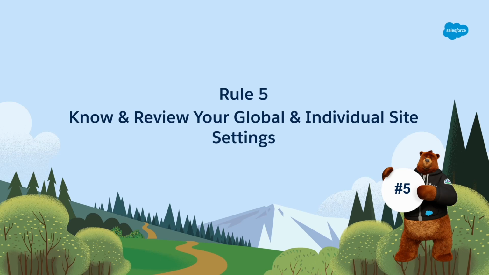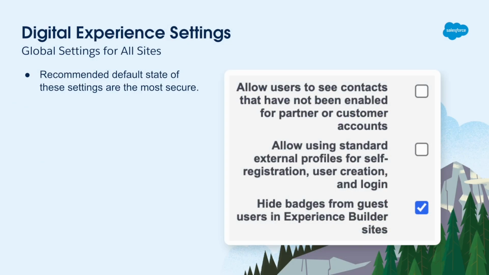The first thing to note here is that these are managed at the global level that apply to all the sites in your org, and at an individual site level as well. So let's start with the global settings first. There are 2 types here. The first one is digital experience settings, and these apply to all of your sites. The recommendation here is to stick to the default state as far as possible because it's the most secure. And there are quite a few settings here, but I'll cover a few ones.